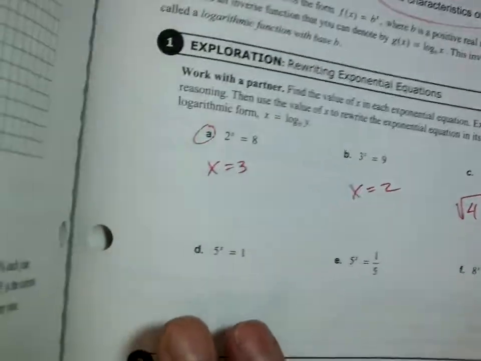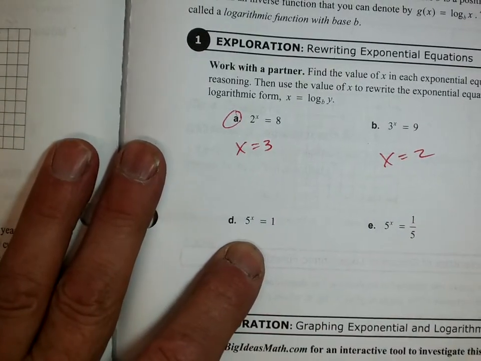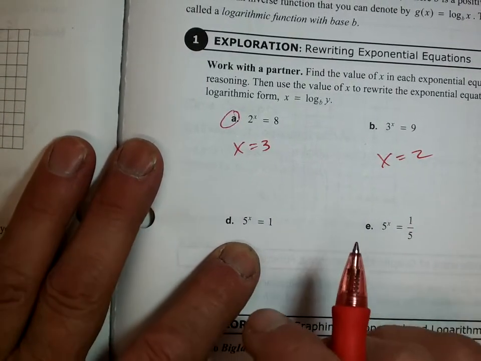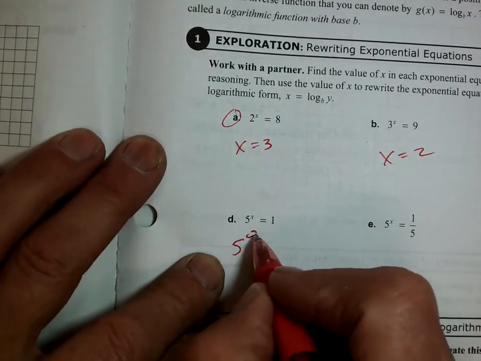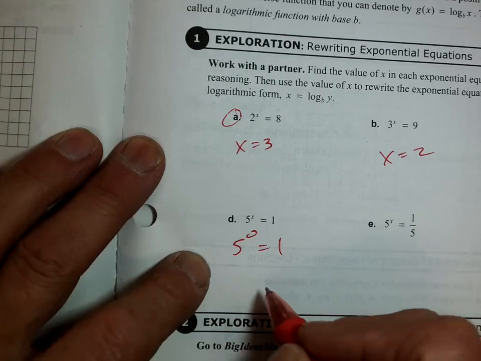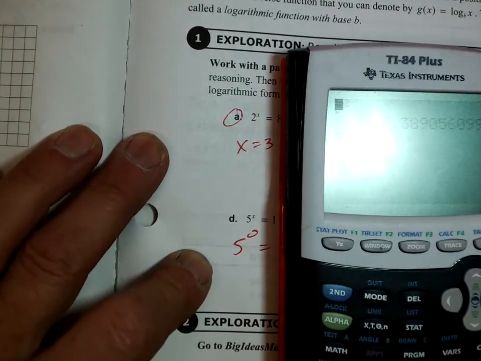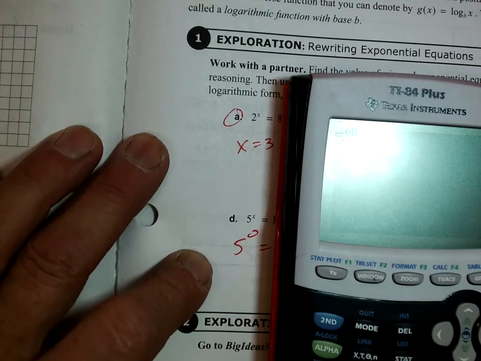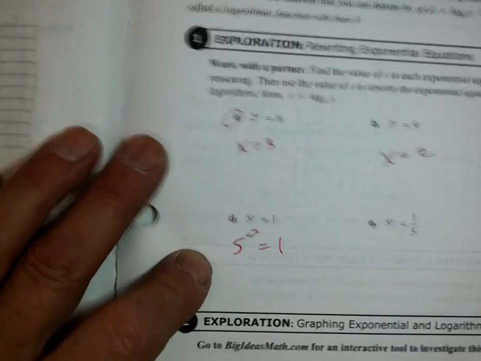D. Let's see if anybody can do D. 0. Anything to the 0 power is always 1. 5 to the 0 equals 1. Anything to the 0 power is always 1. Check it out. If I go 5 to the 0 power, what's it equal? You should put 0 to the 0 power. We'll talk about that later. I'm filming right now.